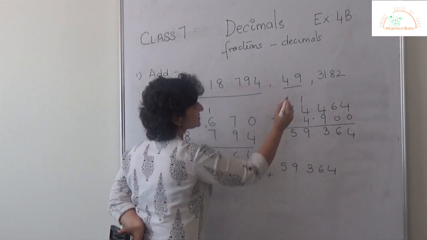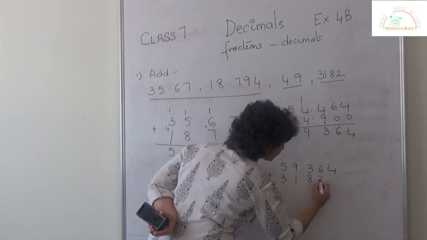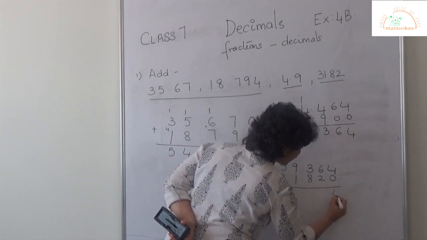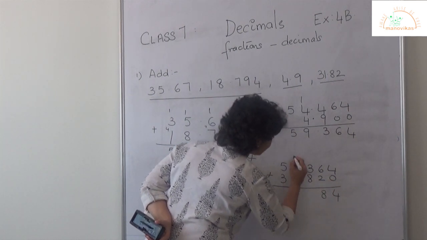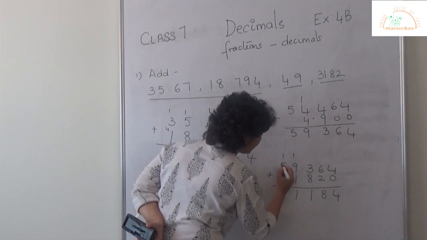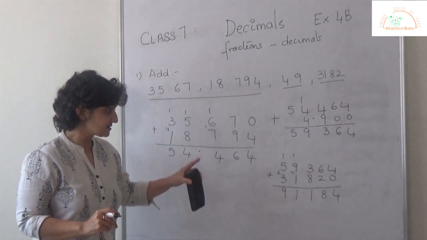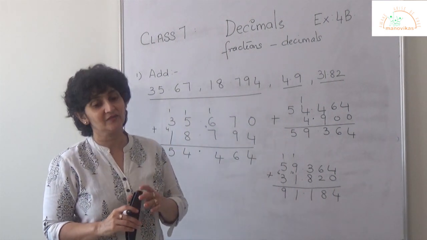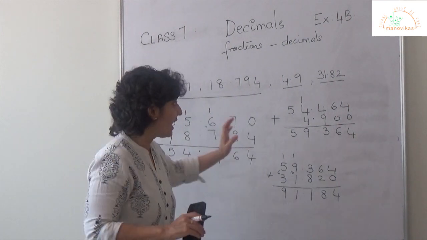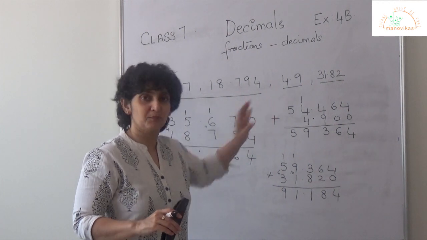59.364 plus the last number 31.82. Let's convert it into like decimals. So this will be 0. 4, 8, 11, 9 plus 1 is 10, 10 plus 1, 11, 5 plus 1, 6, 6 plus 3 is 9. So my answer is 91.184. So I'm sure you've understood question 1. Just be careful how you place the decimals and the numbers according to their place values.